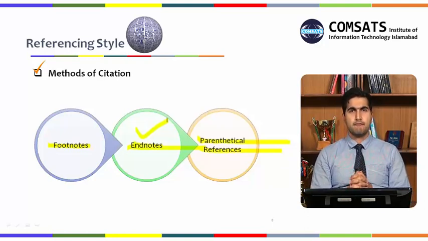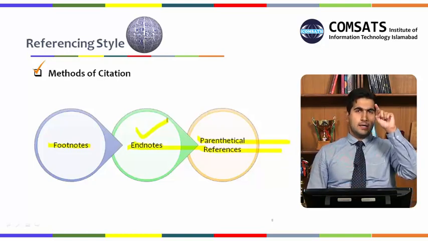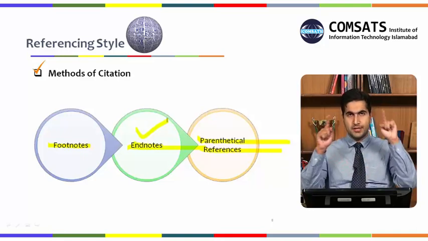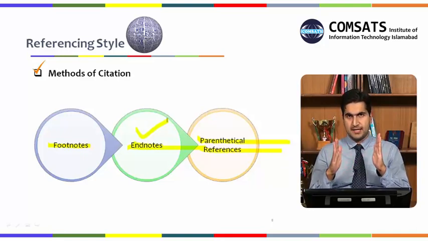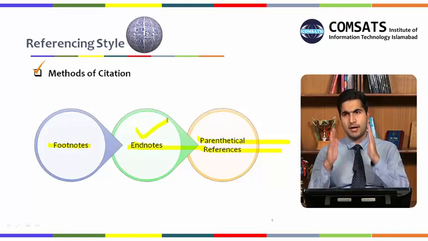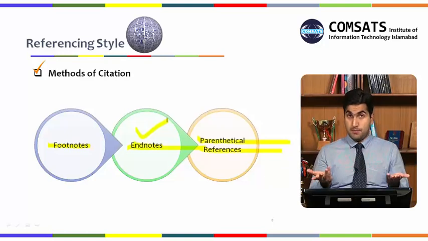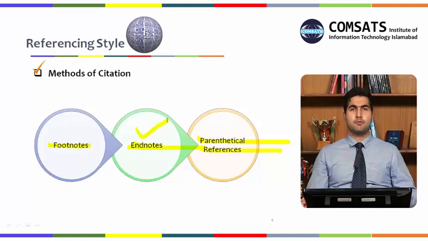Whereas in parenthetical references, within the text you simply write the name of the author, comma, year of publication within parentheses. That becomes a parenthetical reference, for which you provide a list of references on the last page of your report or document, whatever you have prepared. So these are the different modes of citation.